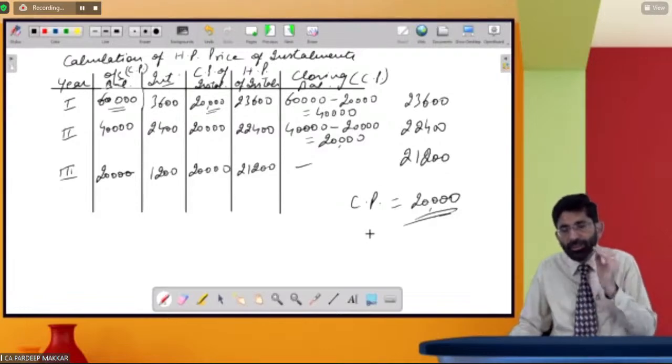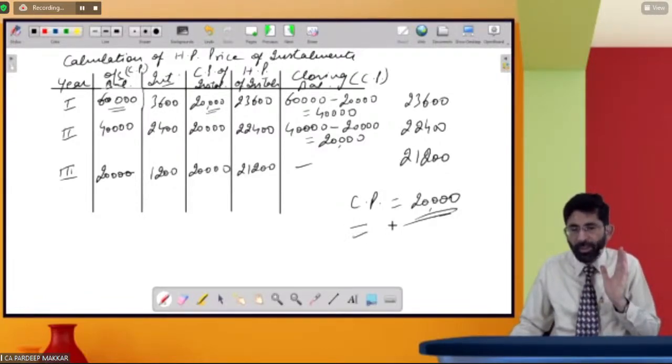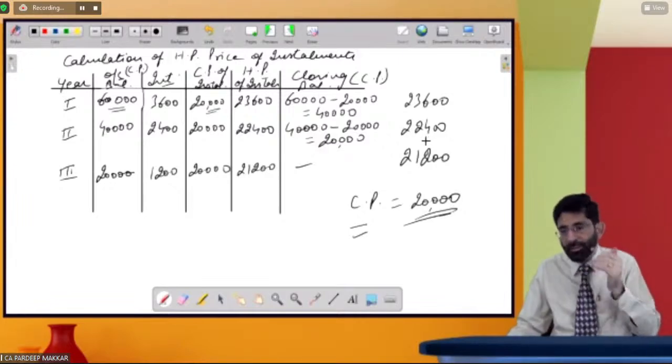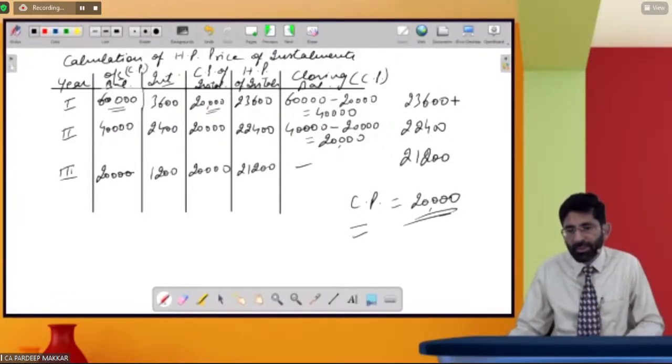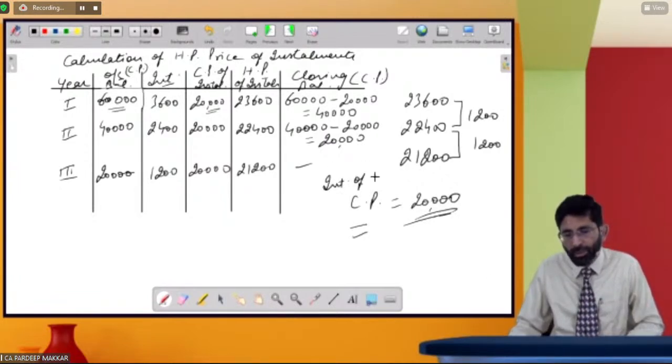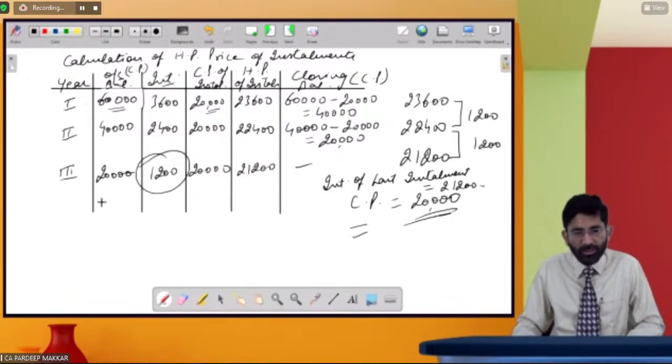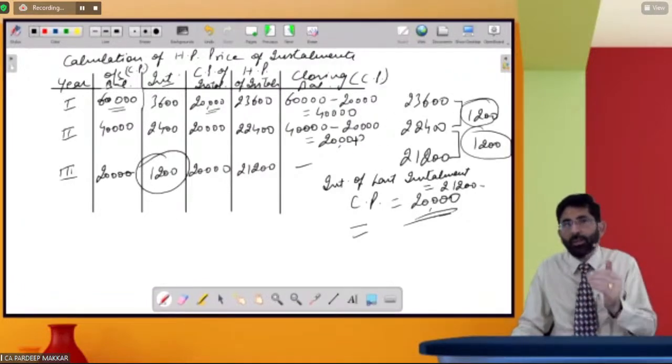In this, you will have to check that the CP price is the same in each and every installment, but the HP price varies because HP price is CP plus interest. So what is the difference between these two installments? It is 1200. And what is the interest of the last installment? Interest of the last installment is 21,200 minus 20,000, that is 1200. And whatever is the interest of the last installment, that will be the difference between any two installments.